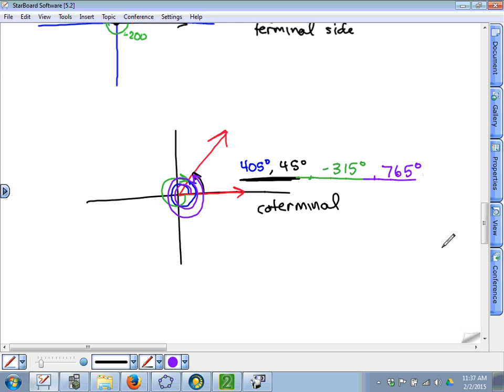So the point I'm trying to make is how long could I make this list? As much as you want. Just keep going around the circle, right? So with one given angle, there's an infinite number of coterminal angles with it. You just have to keep going around the circle, clockwise or counterclockwise. You following? Yeah.